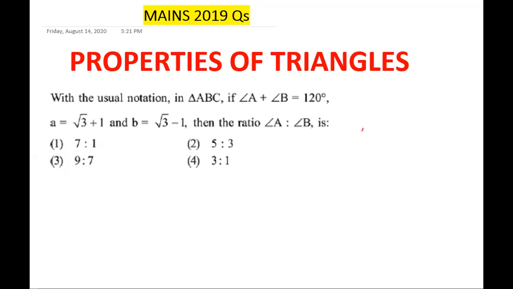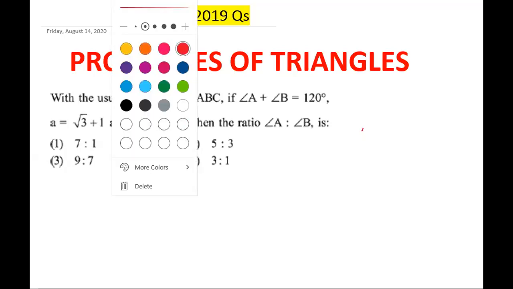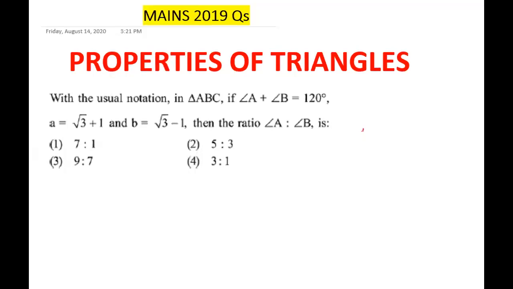What is the angle A minus angle B related formula? That is the tangent rule. What is the tangent rule formula? Already you know very well, I think. If you don't know, listen. Tan of (A minus B) by 2 is equal to (a minus b) divided by (a plus b) into cot of C by 2.